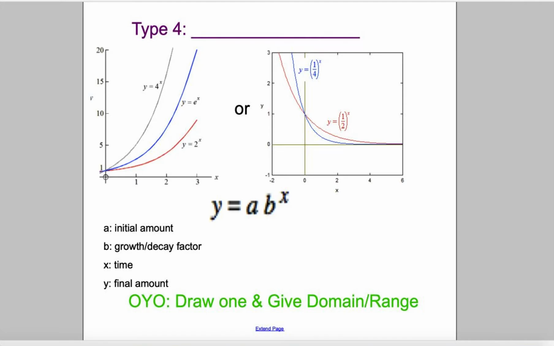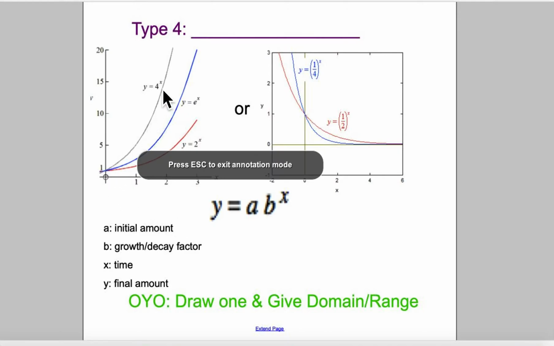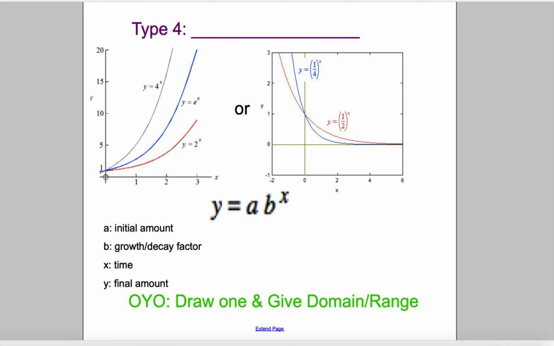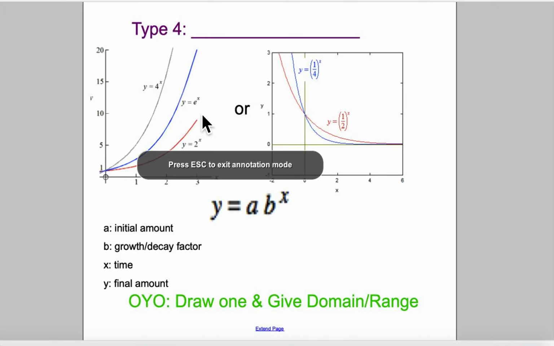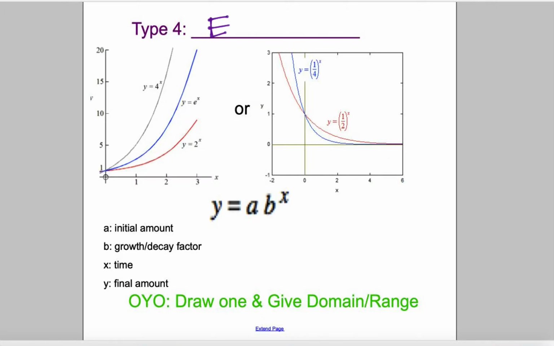Fourth type here, we are going to be dealing with things that are either going to be growing in this way or things that are decaying this way. So you can kind of look at the equations. This type is called exponential, right? So we have exponential functions. These ones are always growing or always decaying. It's actually an example of what we call a one-to-one function.